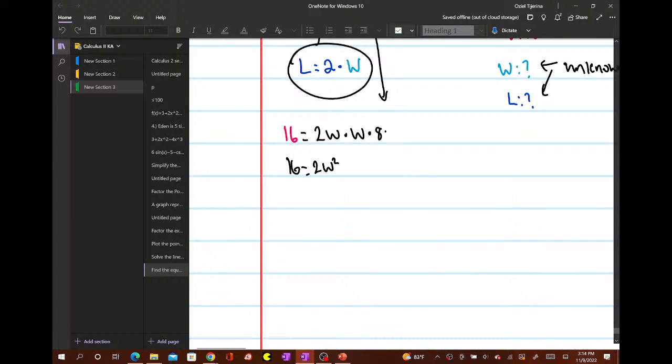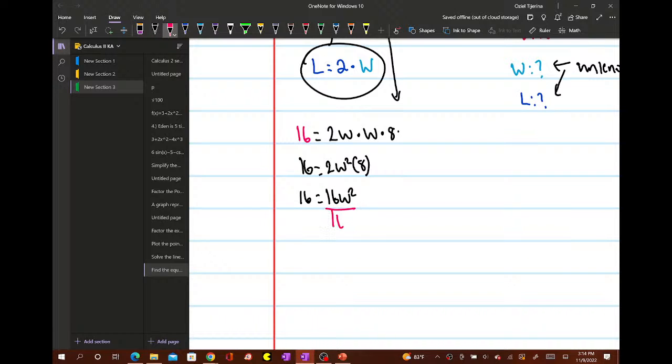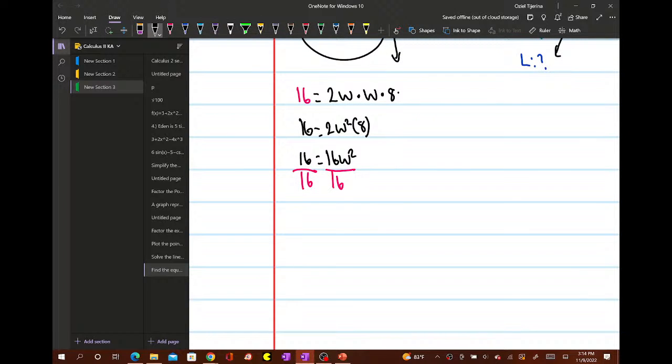So 2W squared, and then times 8. So 16 equals 16W squared. Our goal is to solve for the width, right? We're going to divide by 16, and we get that W squared is equal to 1. Now, this is a very important part. Length, width, and height cannot be negative, okay? So you have to take the positive square root. So here, W will be 1 inch.